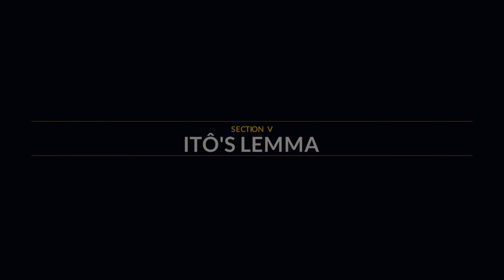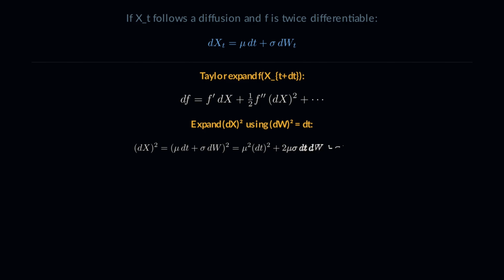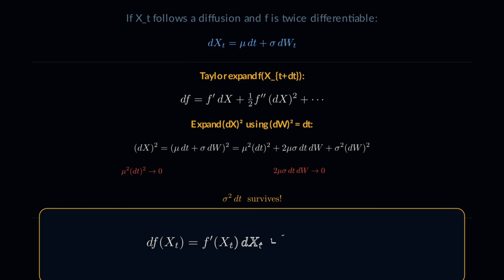Now the centerpiece. If X sub t is a diffusion process and f is any twice differentiable function, what is df? In ordinary calculus, the chain rule gives f prime times dX, full stop. But watch what happens when we Taylor expand and substitute dW squared equals dt. The squared term doesn't vanish. It produces one half f double prime sigma squared dt. That extra term, the Itô correction, has no analog in classical calculus. It exists purely because Brownian motion has non-zero quadratic variation. That is Itô's lemma. Let's use it immediately.